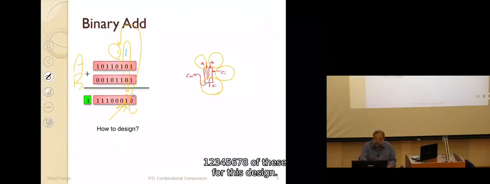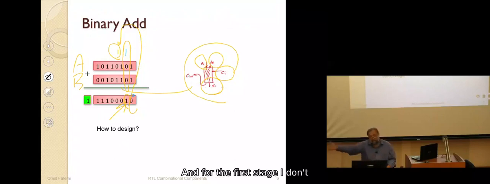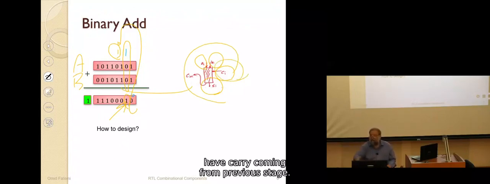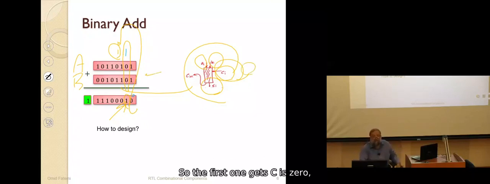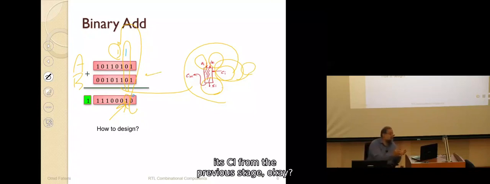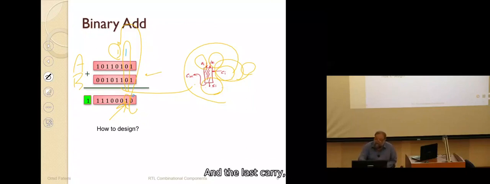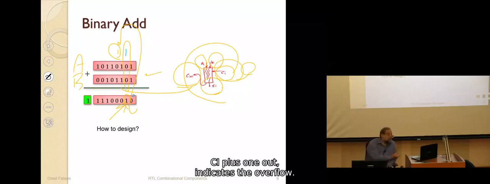If I put 8 of these for this design, then I have a full adder. And for the first stage, I don't have a carry coming from the previous stage, so I put 0 for the first one, but I repeat it. The first one gets CI as 0, but the next stage gets its CI from the previous stage. Okay? And the last carry, C out, indicates the overflow. Is there a carry? Is there an overflow or not?